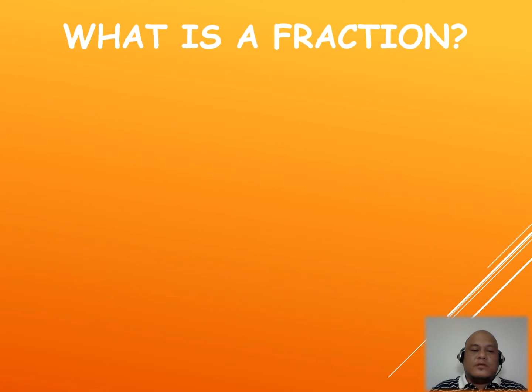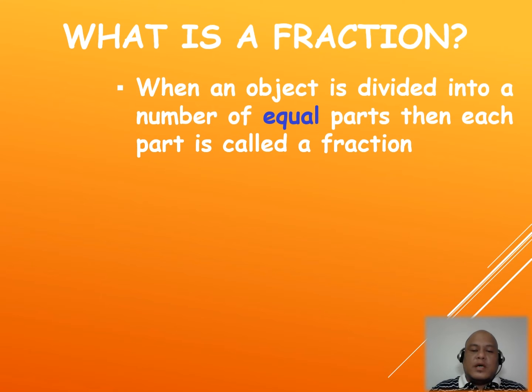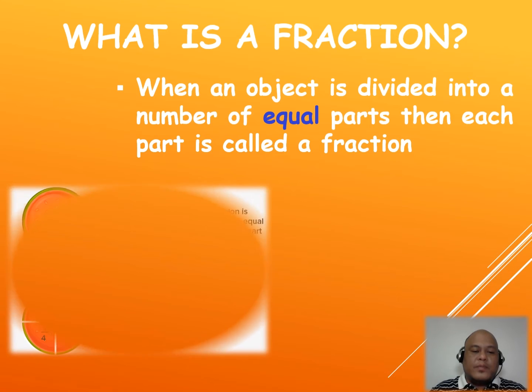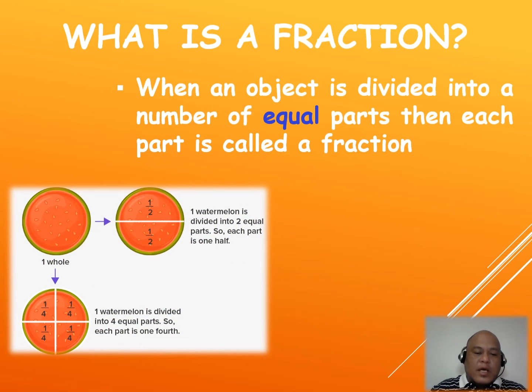What is a fraction? When an object is divided into a number of equal parts, then each part is called a fraction. A fraction represents a part of a whole, or more generally, any number of equal parts. For example, we have here 3 watermelon. This watermelon is called one whole. When we say one whole, all of the watermelon.